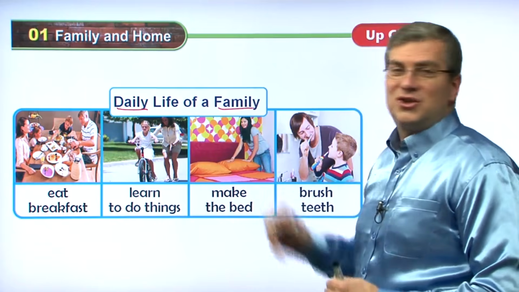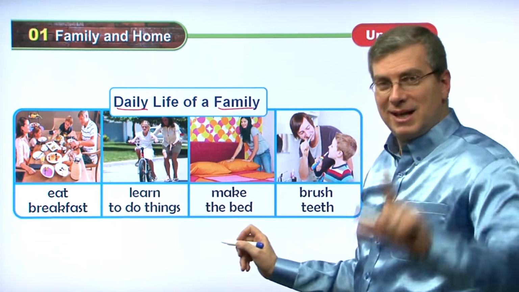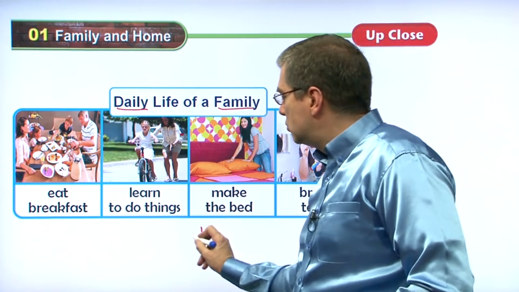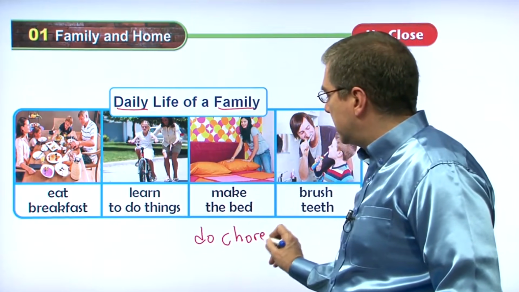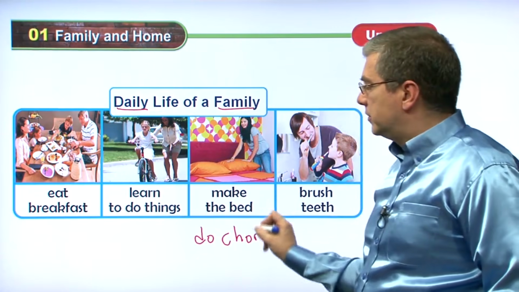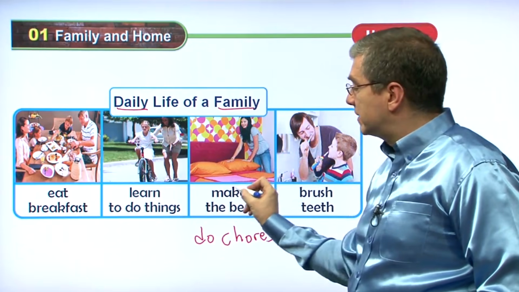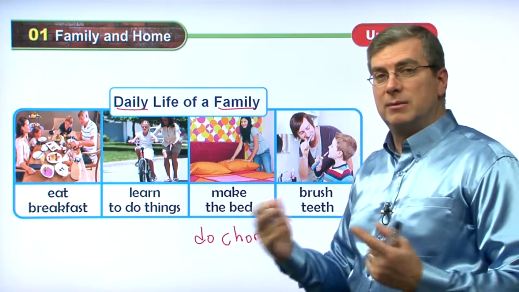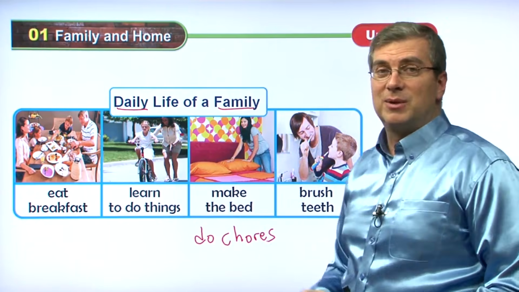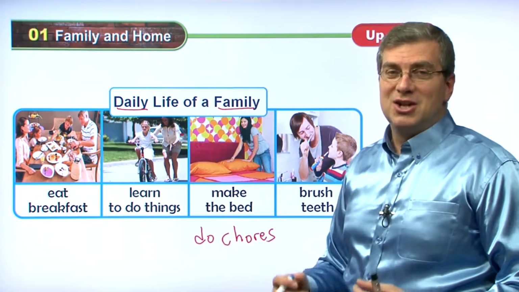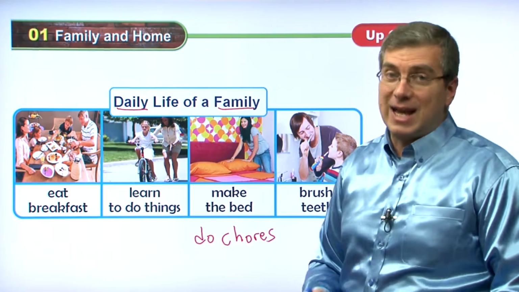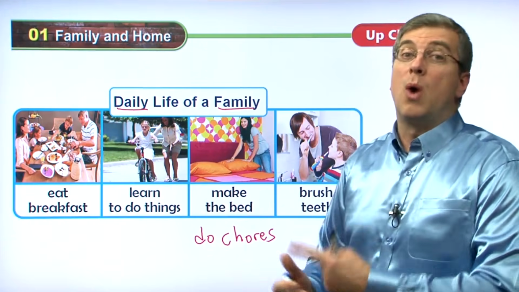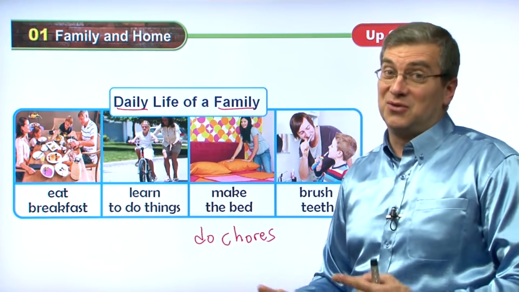Now, over here, what is she doing? She's making the bed. And this is what we talked about. Do chores. This is a very important part of being a family. People do chores. One of those chores is to make the bed. Okay, that's an important thing to do. Every family, every kid in a family usually has chores to do. Make the bed, clean the room, take out the garbage, set the table, wash the dishes. Whew, it's a lot of chores.